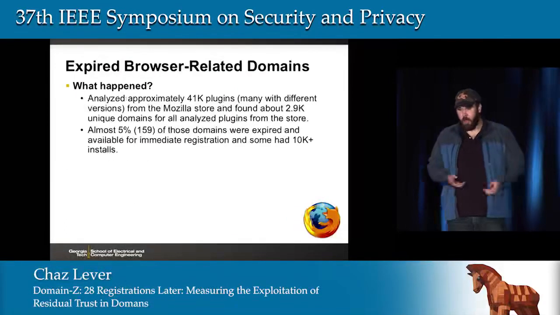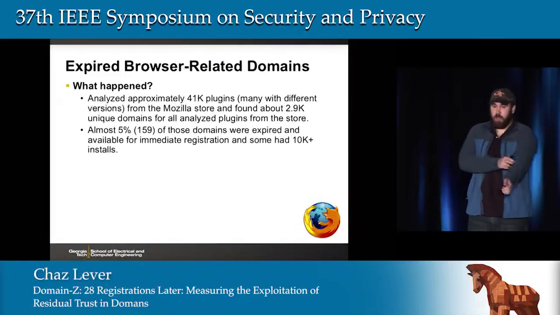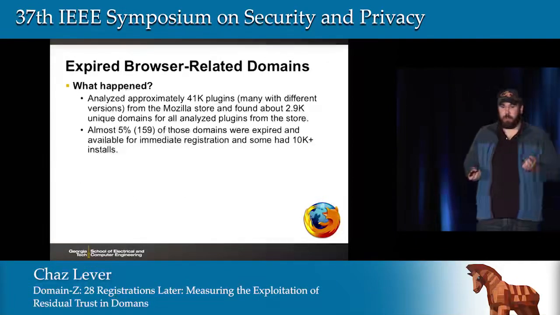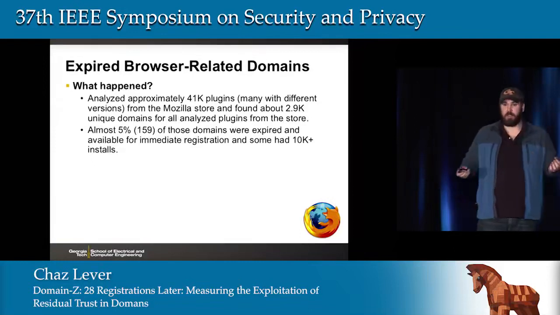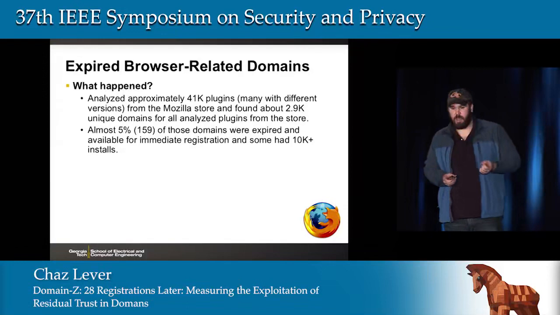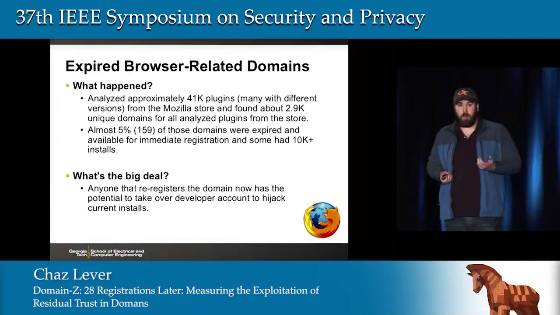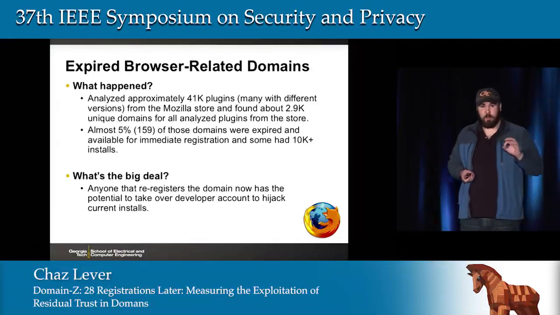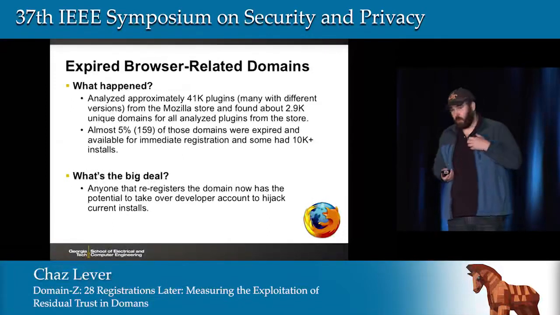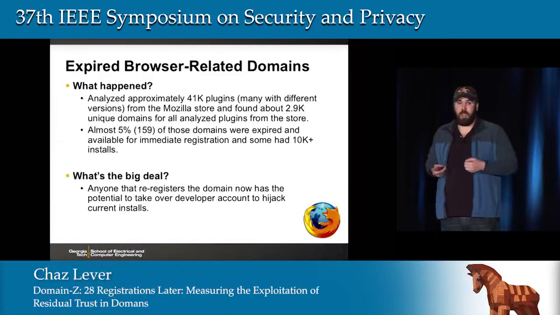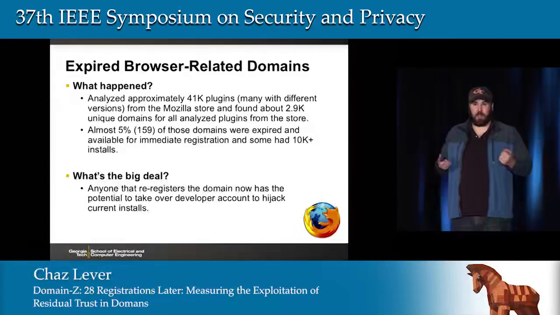But that's not all. We also evaluated another case where we looked at approximately 41,000 plugins from the Mozilla store. And when we analyzed these plugins, we saw that they reached out to about 3,000 unique domains for all of these different plugins. And about 5% of those domains were actually expired. So again, we have another problem here where anyone could go and re-register one of these domains. And some of these plugins had tens of thousands of installs, and after registering this, they could use that domain to request a password reset on the developer account and now push down their own updates to end-user browsers. So in essence, you kind of got a browser botnet for the price of a domain.